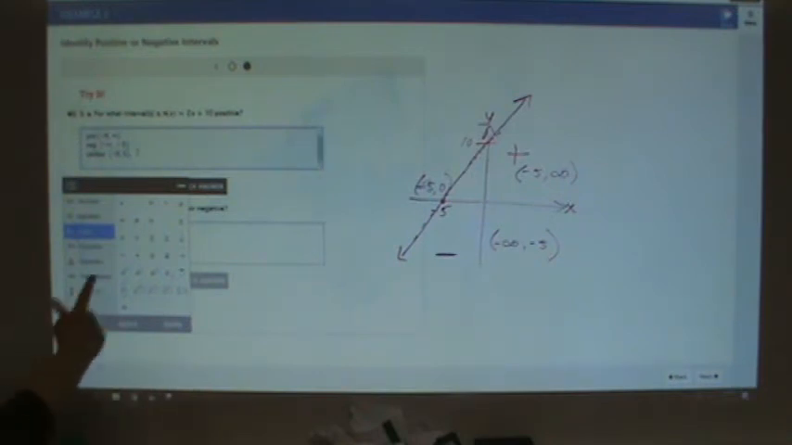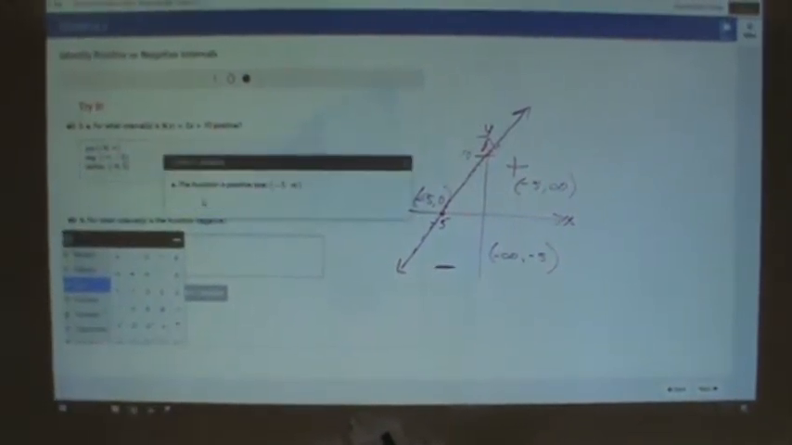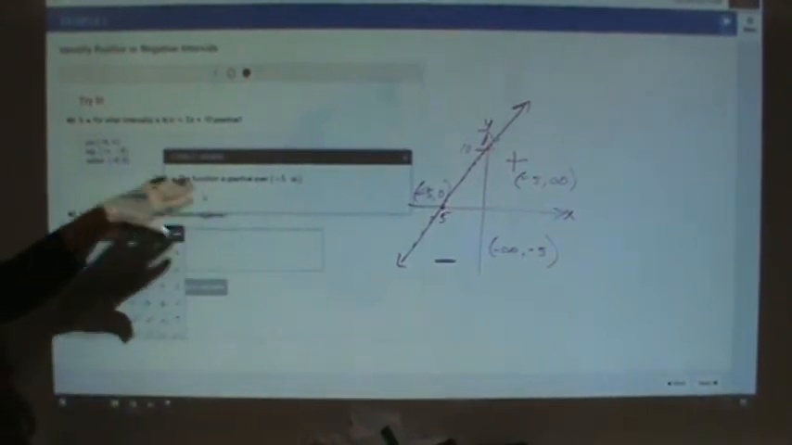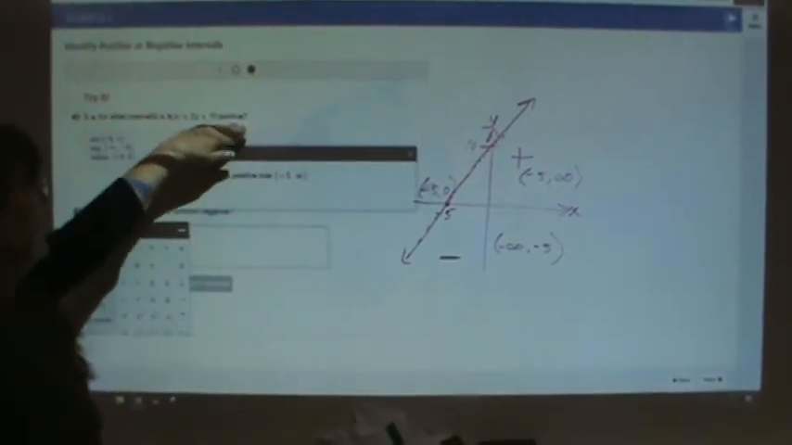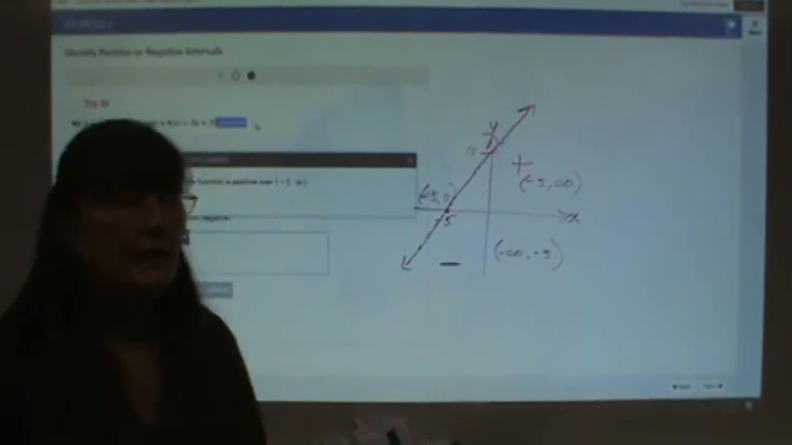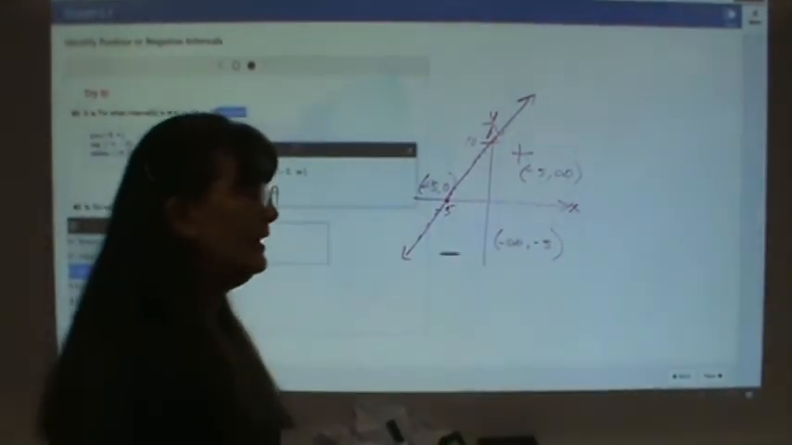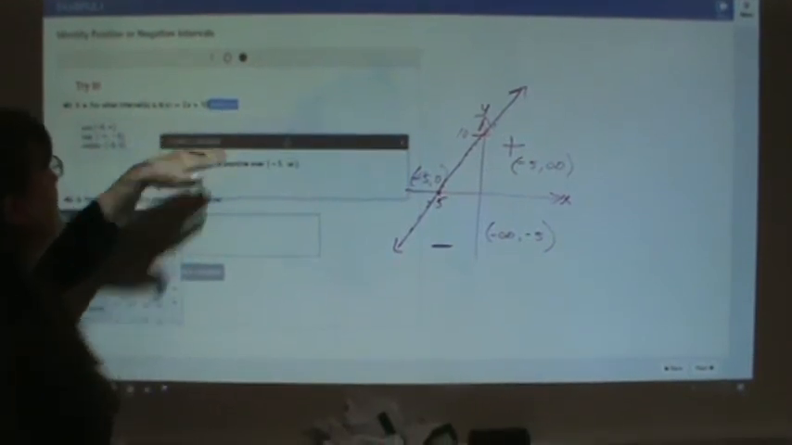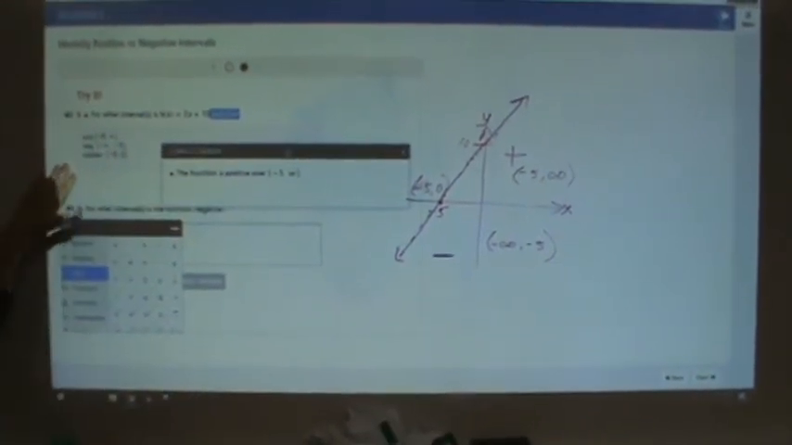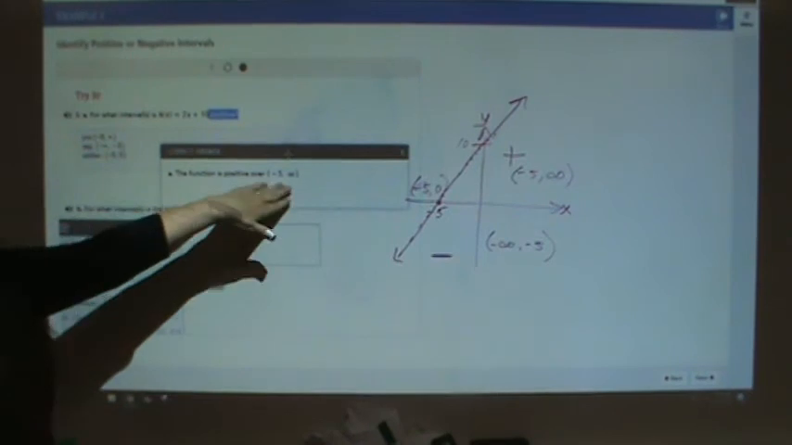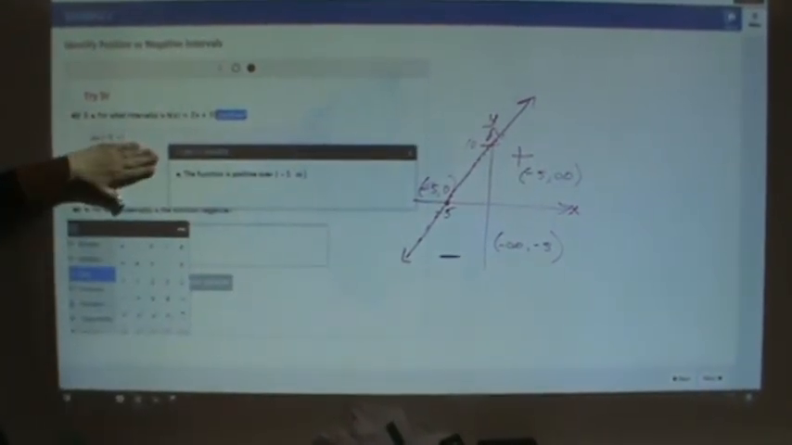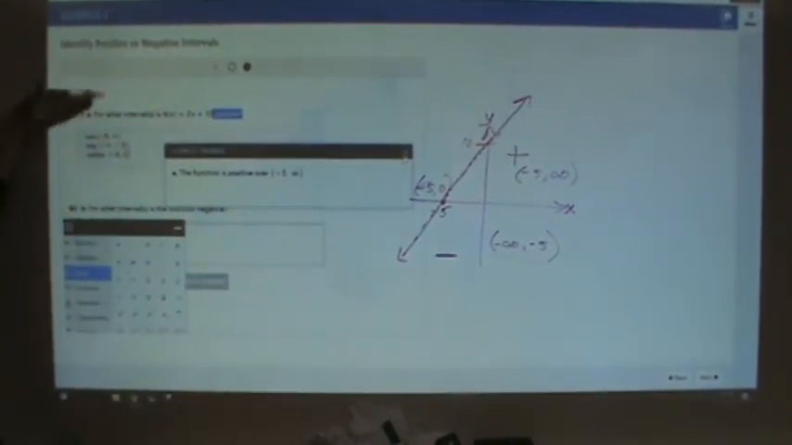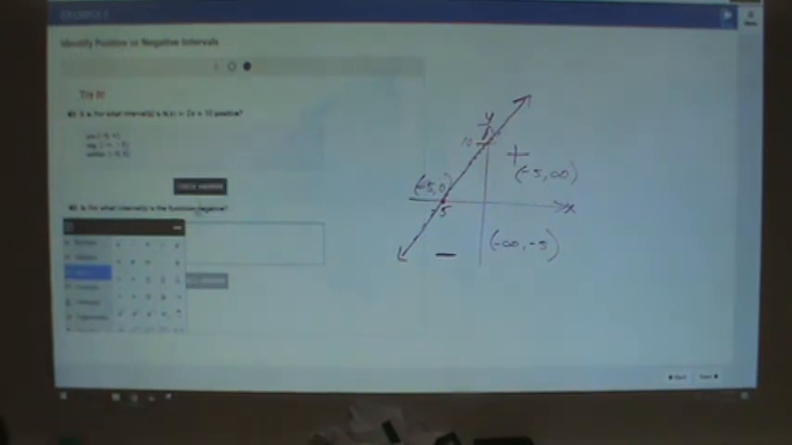All right, then we're going to come and check our answer. Now, the function is, they're only asking us for positive. Oh, we didn't read the question. How many times do we do that and forget to read the question? We only needed the positive one. But this is good practice. So the function is positive over -5 to infinity. So we've got that, but we have all three. That's actually good.